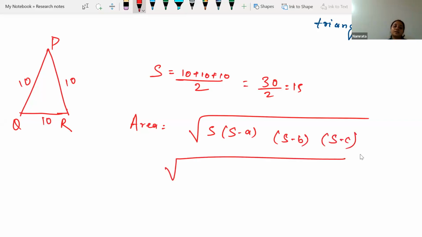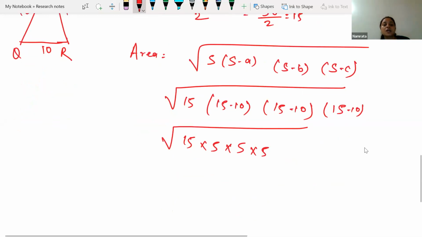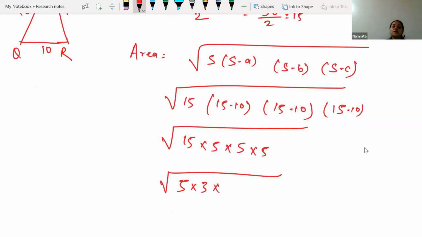So under root 15, 15 minus 10, again 15 minus 10, and again 15 minus 10. So we will be having 15 into 5 into 5 into 5. Here let's see how many pairs are there. If we break 15, we'll get 5 into 3. And here 5, 5, 5. One pair, the second pair, and 3 got stuck inside the root sign. So we got 5 into 5, root 3. That means 25 root 3.